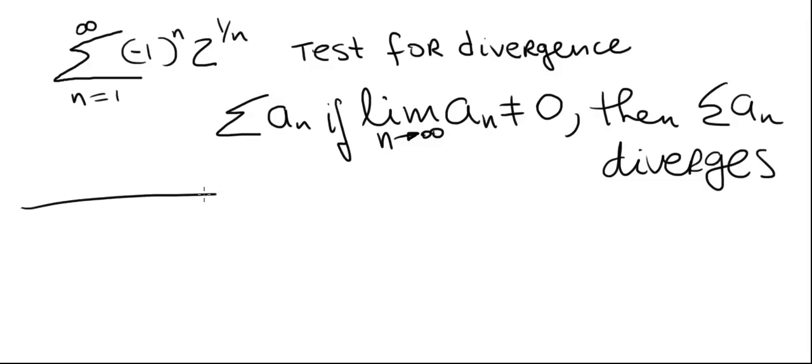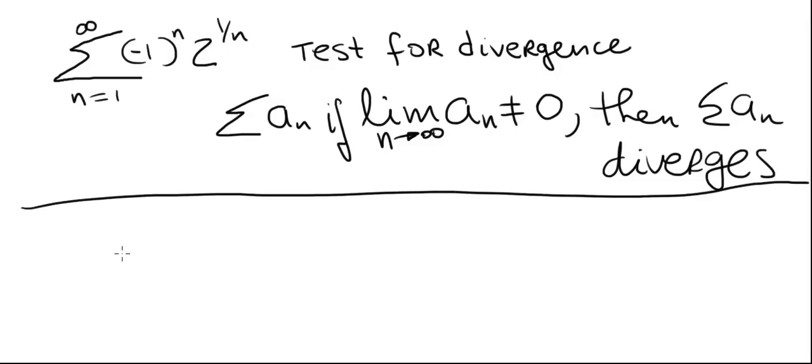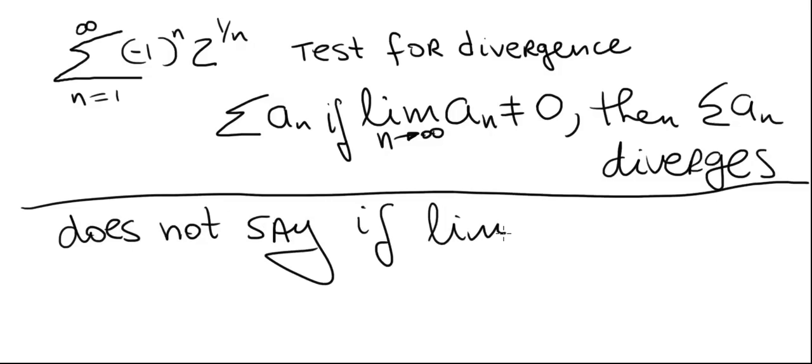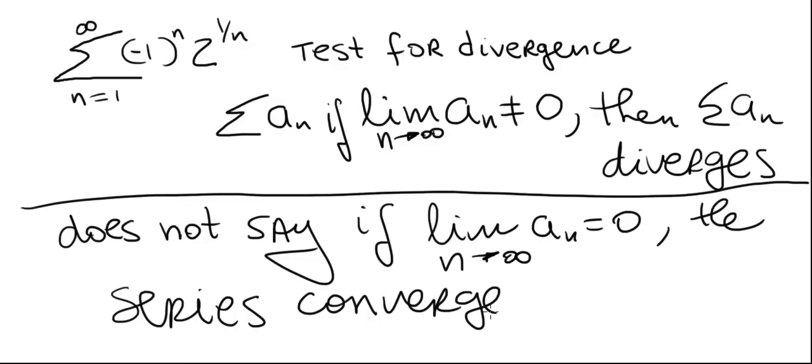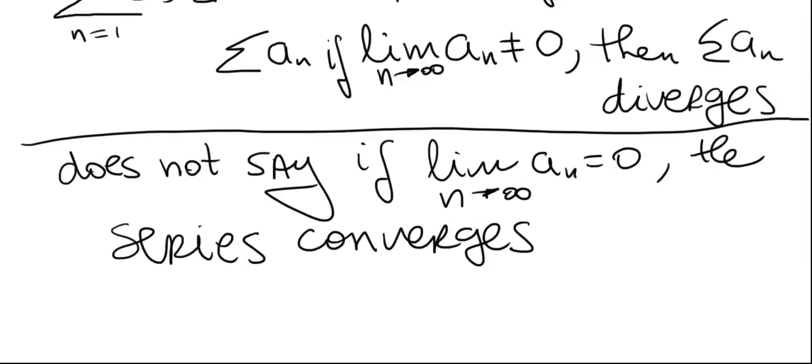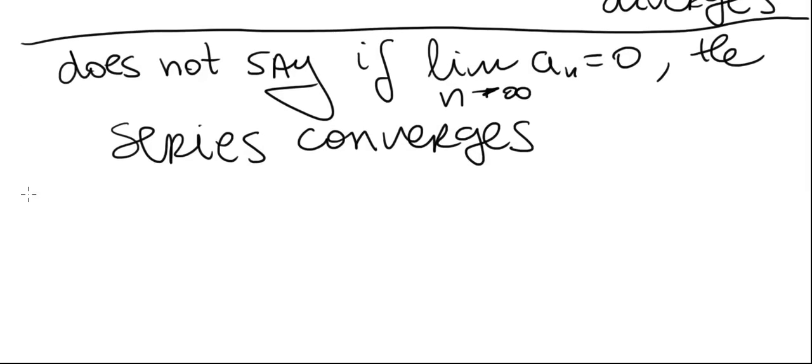And it's important also to know what the test for divergence does not say. The test does not say that if this limit is 0, so the limit as n goes to infinity of a_n equals 0, the series converges. That is not true. What is true is if the limit is 0, the test is inconclusive. The series could diverge or could converge, but we can't conclude anything based on the limit being 0, and we have to try some other method.